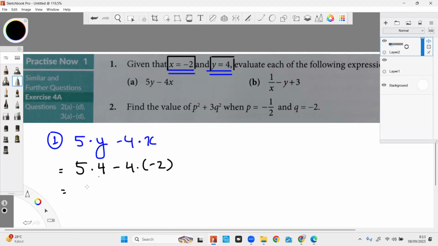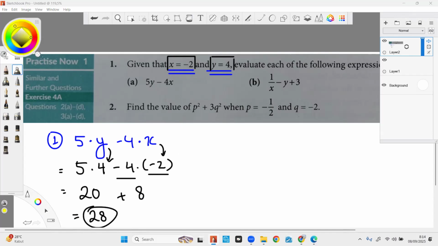What is 5 times 4, guys? 20. What is -4 times -2? Positive or negative? Positive, negative times negative? Positive 8. Remember the integer rule. So we get the answer 28. That's it. Easy, right? So x is -2, y equals 4. You just substitute y as 4 and x as -2 as it is given in the question. Okay, in the clue, the clue is already clear. X is negative 2, y equals 4.